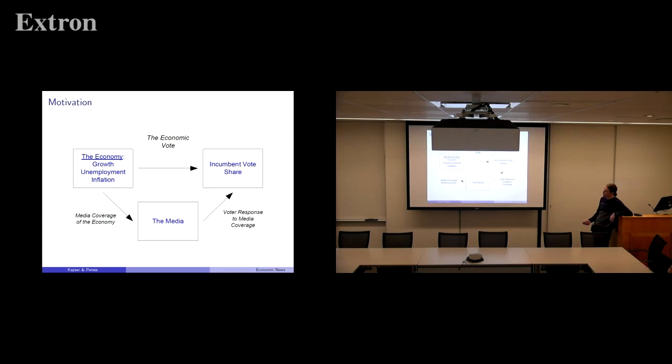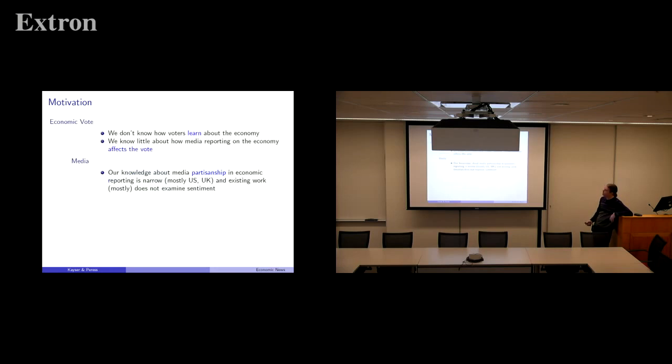So in this paper, we're going to look at two different aspects of this. We're going to look at media coverage of the economy, or how the media responds to the economy, and we're going to look at voter response to media coverage. So do voters actually punish incumbent governments for what the media is reporting in terms of whether it's good or bad? We actually don't know that much about this. We don't know that much about how media reporting on the economy affects the vote, and we also don't know that much about how accurately media reporting reflects how the economy is doing, and in particular, we don't know that much about whether the partisanship of the newspaper affects what they report.